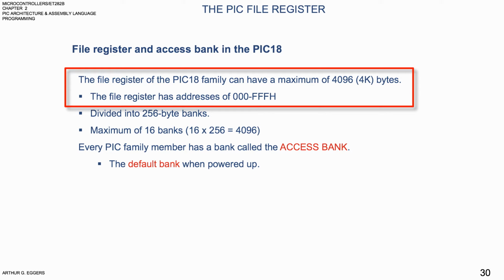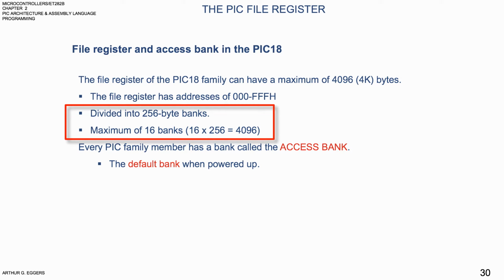With 4096 bytes, the file register has addresses 000 through FFF hex. The file register in the PIC-18 is divided into 256 byte banks. Therefore, we can have up to a maximum of 16 banks. That's 16 times 256 for a total of 4096.